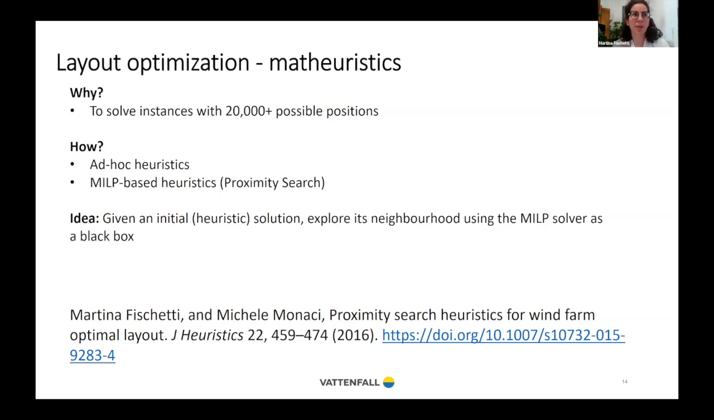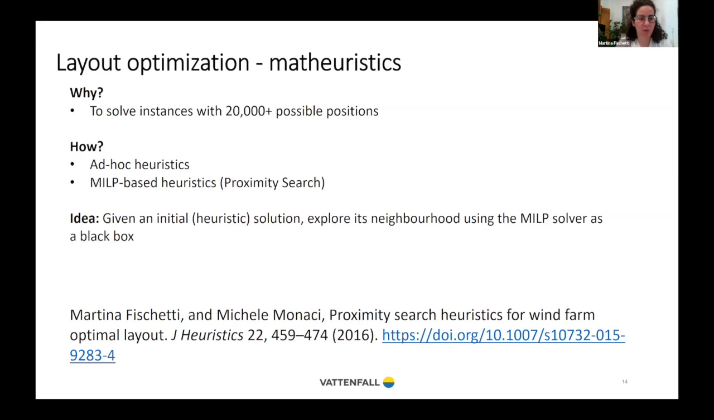So math heuristics is kind of a combination of mathematical models and heuristics. Generally speaking, the idea is to use the MIP solvers, the solvers that we use to solve the mathematical model, in a heuristic way. In particular, for this specific problem, we used a MIP-based heuristic, a math heuristic called proximity search. This already existed in the literature, but was never used for this application and proved to work very well.